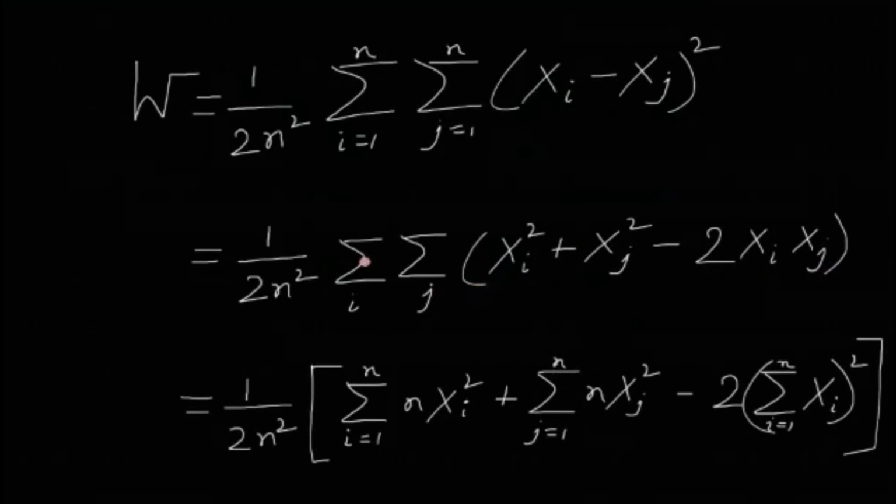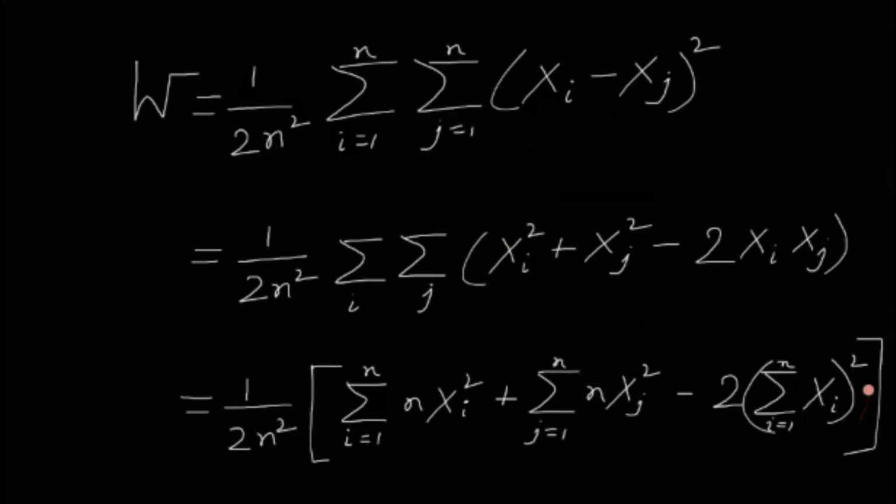Now, if we take the sum over i and j, this first term is only dependent on i, summation Xi square, not on j. So when we take both the sums, this makes it n times summation Xi square, with i running from 1 to n. Similarly, this term is also n times summation Xj square, with j running from 1 to n. And the last term is summation Xi into summation Xj, that is summation Xi whole square. So twice summation Xi whole square.